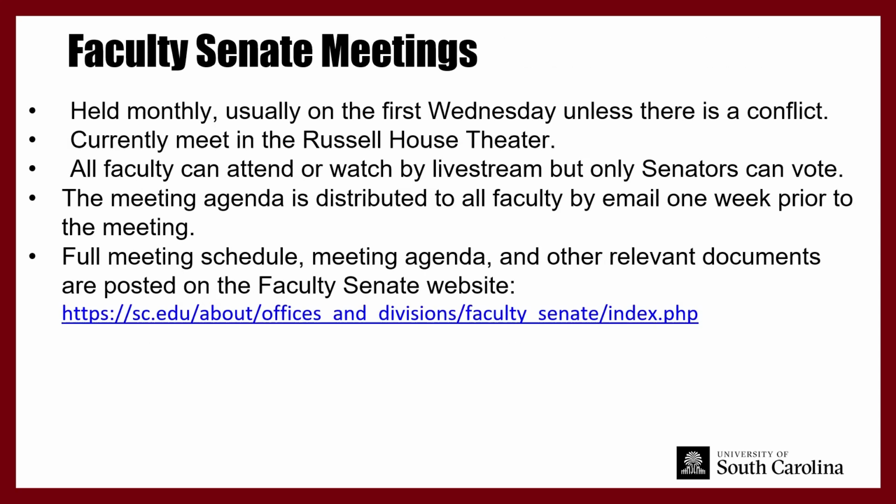Now, Faculty Senate meetings, as I mentioned, are held monthly, usually on the first Wednesday of the month, unless there is some sort of a conflict. Often that would be due to, say, a conflict with a religious holiday. We currently meet in the Russell House Theater, which is fairly centrally located on campus. While all faculty can attend the Faculty Senate meetings as spectators, or they can watch it via the live stream that we do, only faculty senators can actually vote on matters in the Senate.